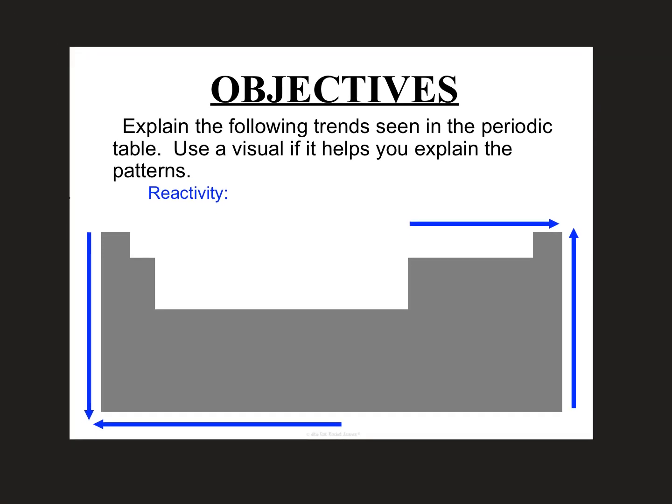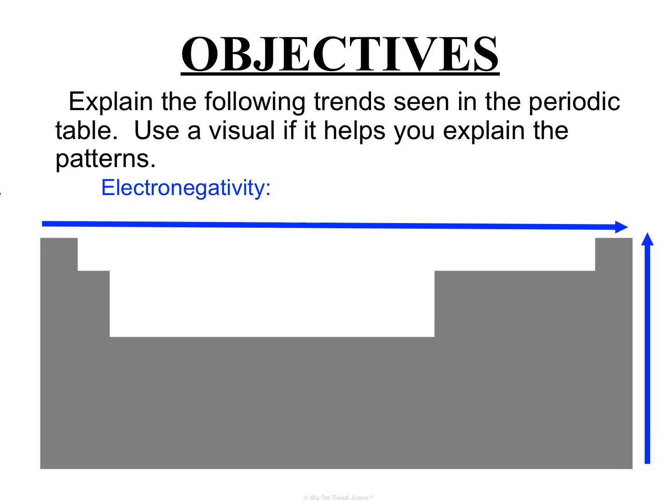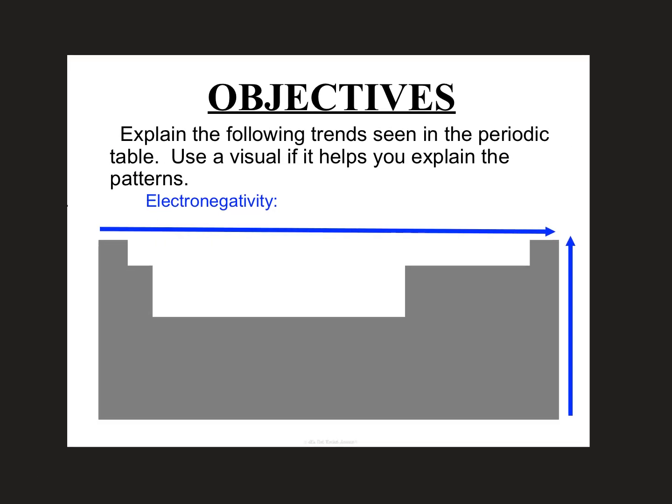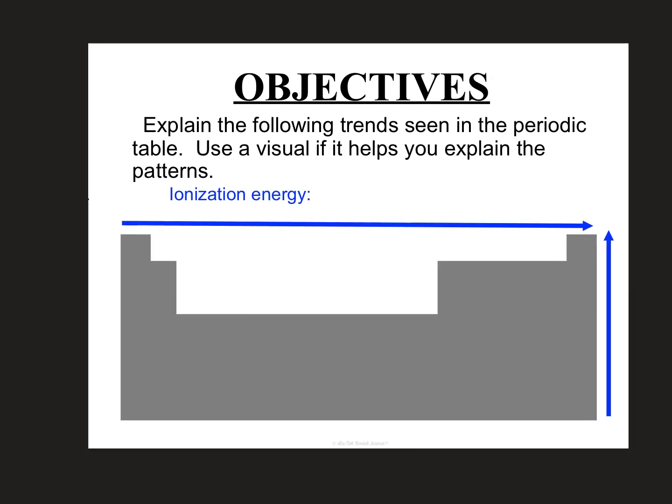Okay, reactivity increases down and right and decreases left and up on the right side, and on the left side it's backwards. That part I made very clear in the Quizlet if you want to look at it. Okay, electronegativity. Again, if you want to draw the arrows on your periodic table, you can, or on your cheat sheet. Ionization energy.